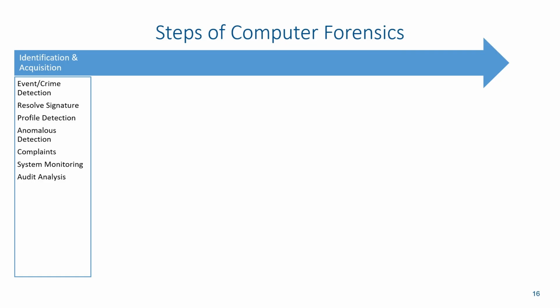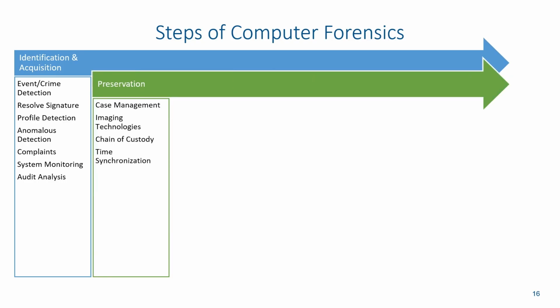After we've identified something that we might need to do computer forensics on, we need to preserve this information. This involves case management to ensure that our evidence is not tampered with. It involves imaging technologies, which means we're going to take the device and the entirety of its contents and store it on a separate image so that we're not actually working with the original device. A chain of custody is going to be put into place to ensure that every device, every piece of evidence has documentation of where it was stored and who handled it throughout the entire process.